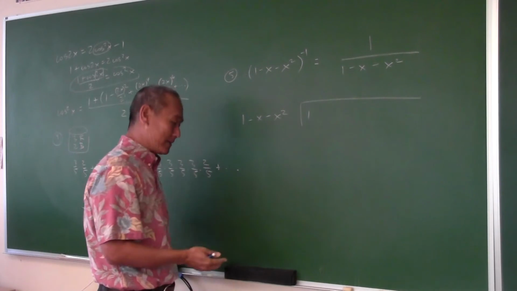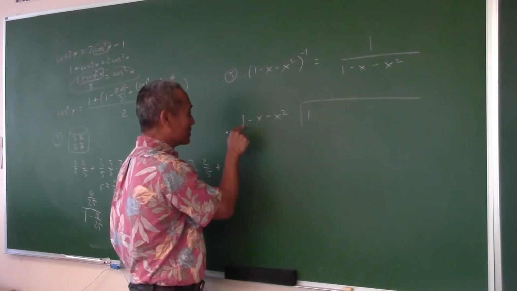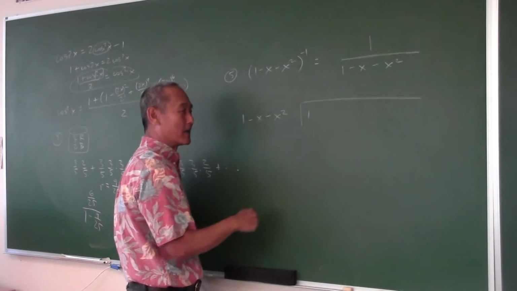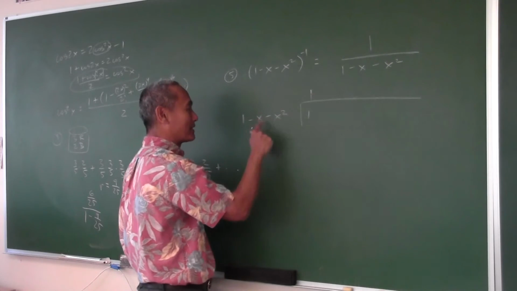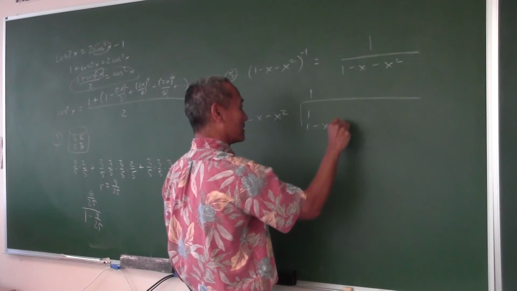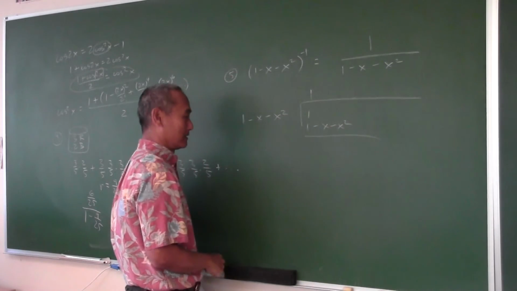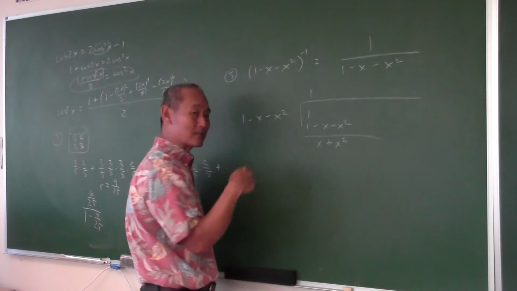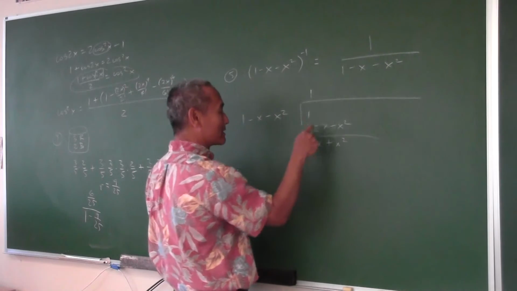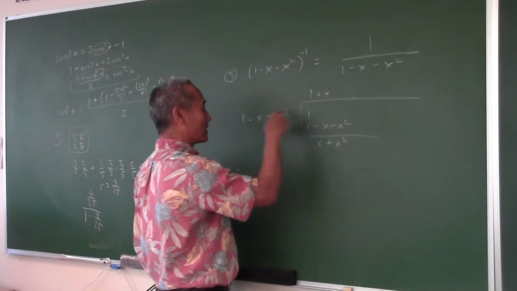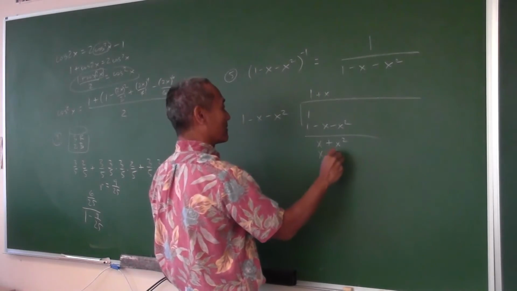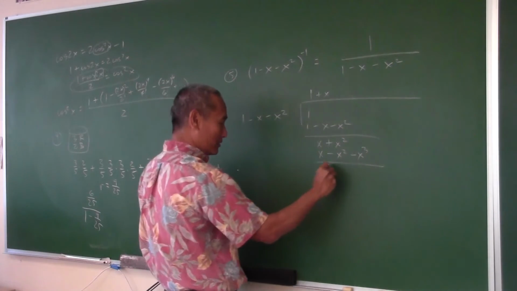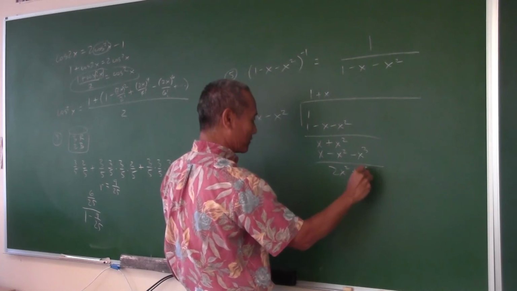And I keep telling you guys, long division. If this number is a 1, it's easy to do long division. 1 goes into 1 how many times? 1. Multiply that times the divisor. Subtract. X plus x squared. Do the process all over. 1 goes into x how many times? X. Multiply that times the divisor. X minus x squared minus x cubed. Subtract. 2x squared plus x cubed.